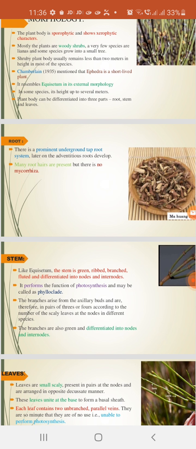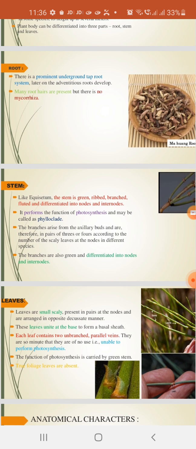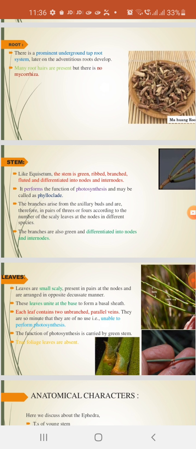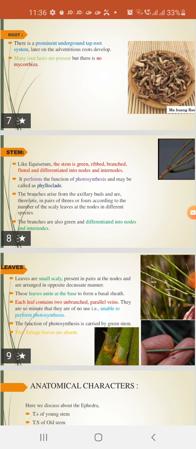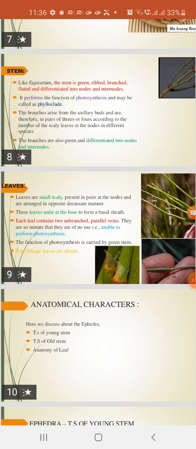The branches arise from axillary buds, in whorls of three and four, and the branches are green and differentiated into nodes and internodes. Leaves are small, scaly, and present in pairs at the nodes. The leaves unite at the base, and have two branches and parallel veins. The function of photosynthesis is carried out by the green stem, and foliage leaves are absent.